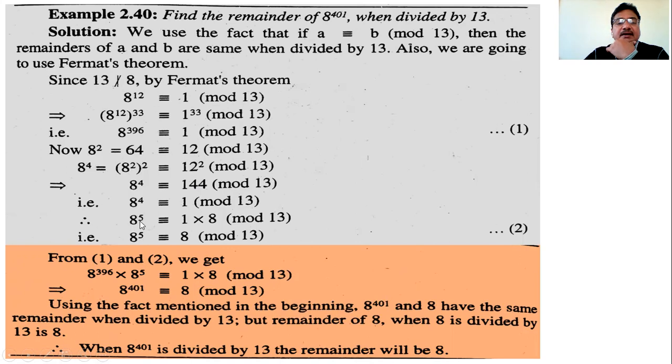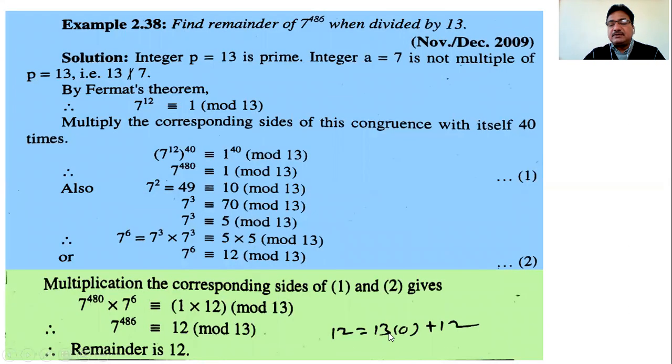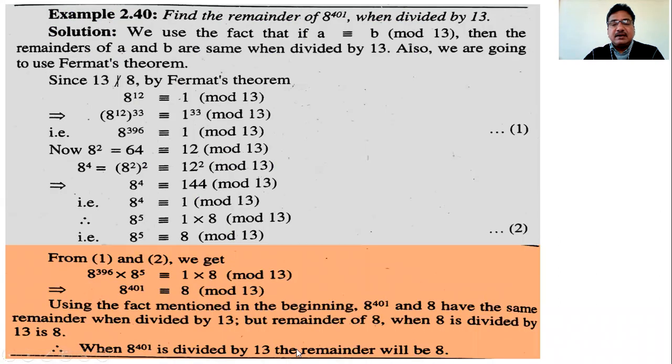And then multiply both sides by 8. 8 raised to 4 into 8 is 8 raised to 5, and 1 into 8 is 8. So 8 raised to 396 into 8 raised to 5 is congruent to 1 into 8, that is 8. If we divide 8 by 13, then 8 is the remainder. Therefore the final answer: if you divide 8 raised to 401 by 13, then 8 is the remainder. 8 is equal to 13 into 0 plus 8, so 8 is the remainder when 8 raised to 401 is divided by 13.